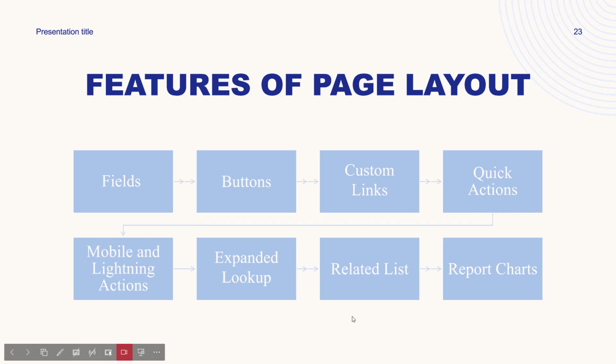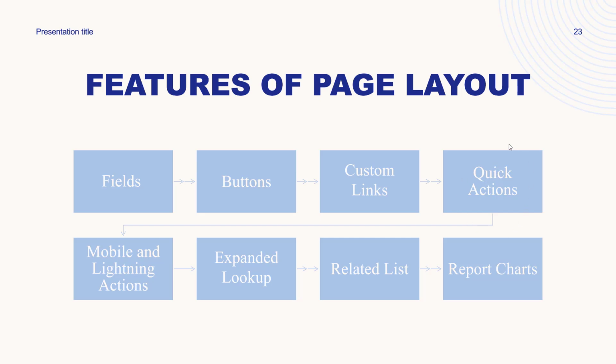The following are the features of the page layout. The first feature is the fields. We can control the arrangement of the fields by using the page layout. We can add or remove fields from the edit page or the detail page. The next one is buttons. We can add standard or custom buttons on the edit or detail page. Next one is custom links. We can add custom links to each record detail page.